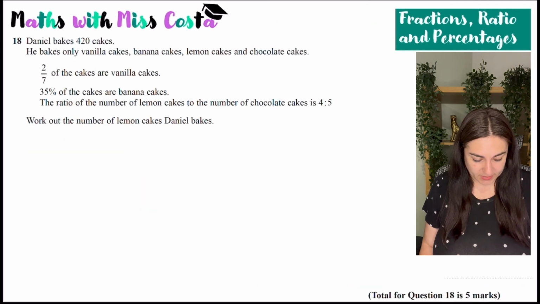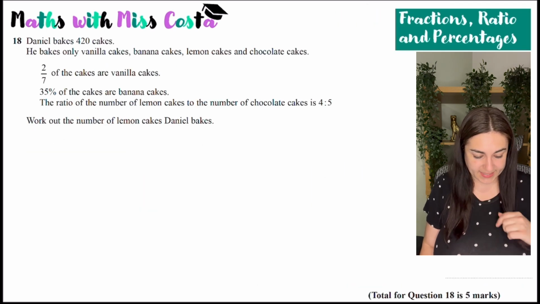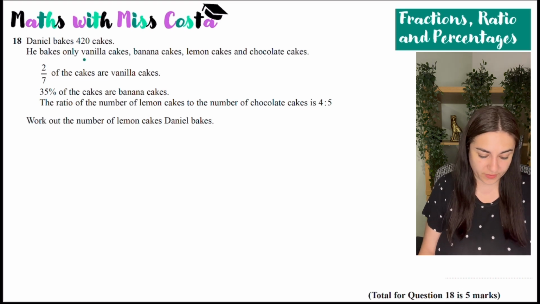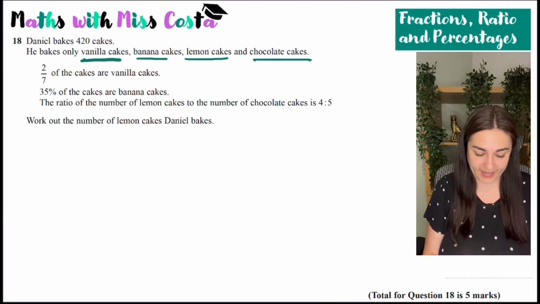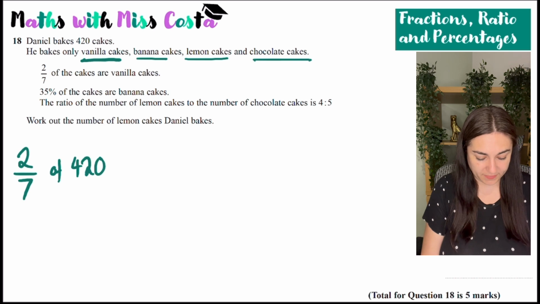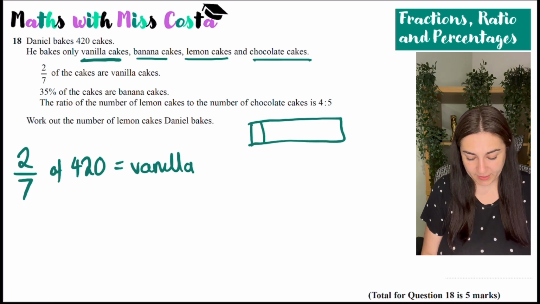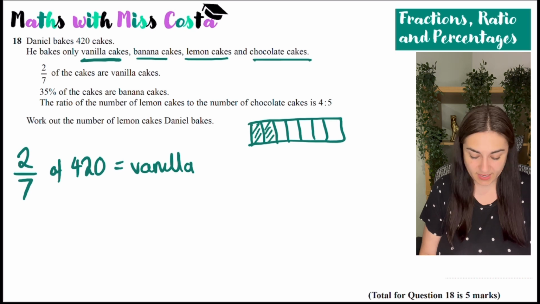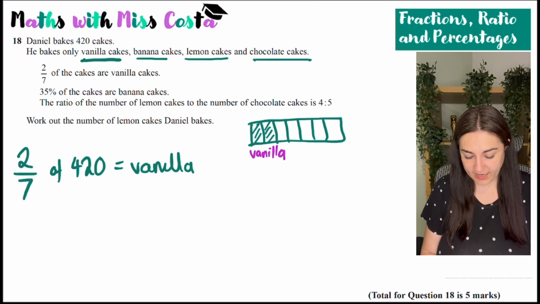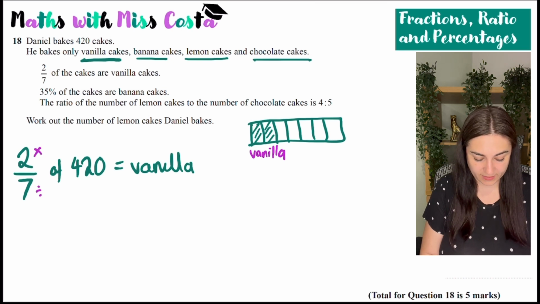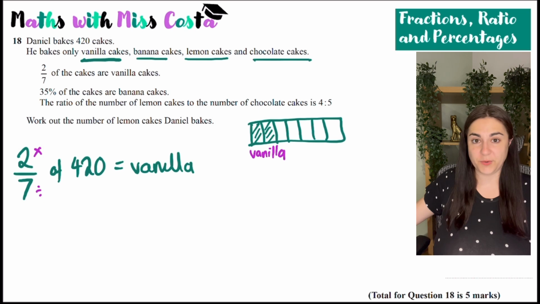Okay, so for question 18, we're told that Daniel bakes 420 cakes. He bakes only vanilla, banana, lemon, and chocolate cakes. Okay, 2/7 of the cakes are vanilla. So I know that 2/7 of 420 is vanilla. So I can work that out. So I know that all of the cakes, there's 1, 2, 3, 4, 5, 6, 7, and 2 of those 7 are vanilla. So to work out 2/7, I'm going to divide by 7 and then multiply by 2.